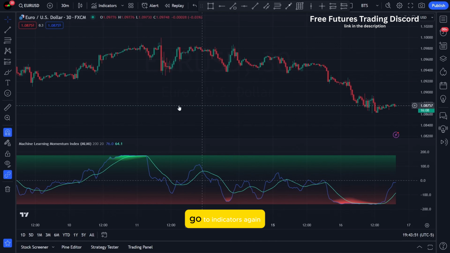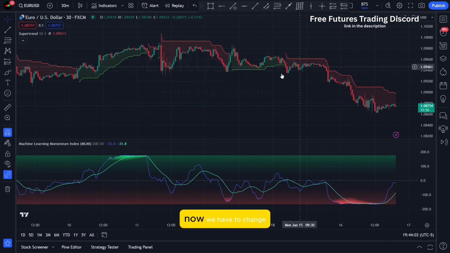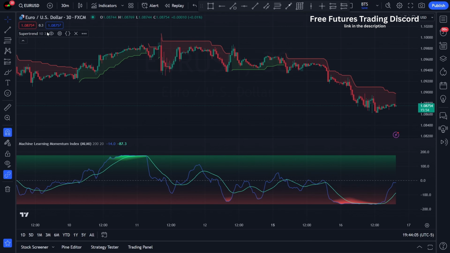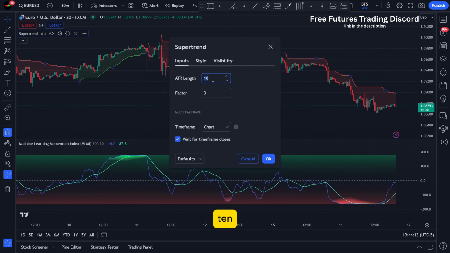Go to Indicators again, and this time search for Supertrend. And just click on this one by TradingView. Now, we have to change its settings. Go to Settings and under Inputs, change the ATR length to 12 and the factor to 10.